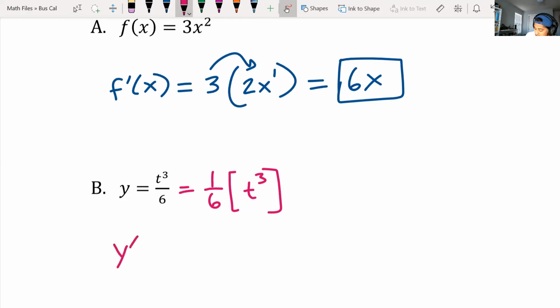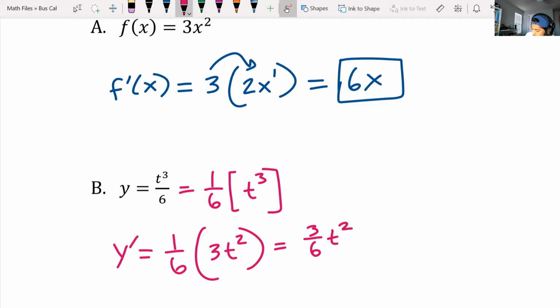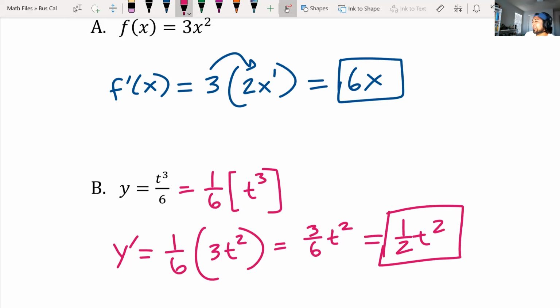So I'll say y prime equals 1/6 times, and what is the derivative of t cubed going to be? 3t to the second power. That's it, 3t squared. And now multiply the 1/6 back in, and you would get 3 over 6 t squared, but 3 over 6 becomes, 6 over 3 would be 2. 3 over 6 is 1/3. We're getting there. What's half of 6? It's a half, right? 1/2 t squared. There we go.